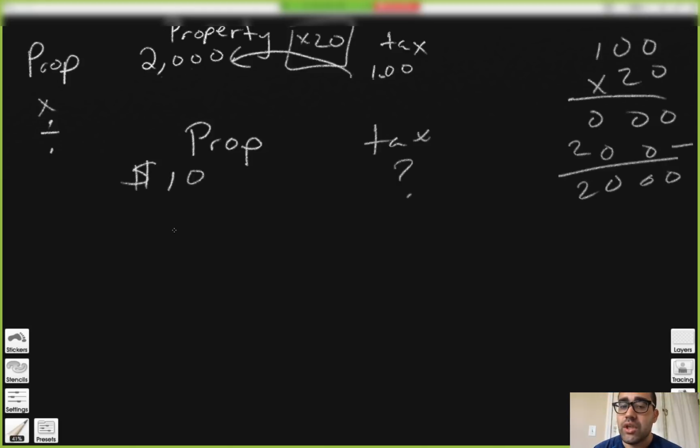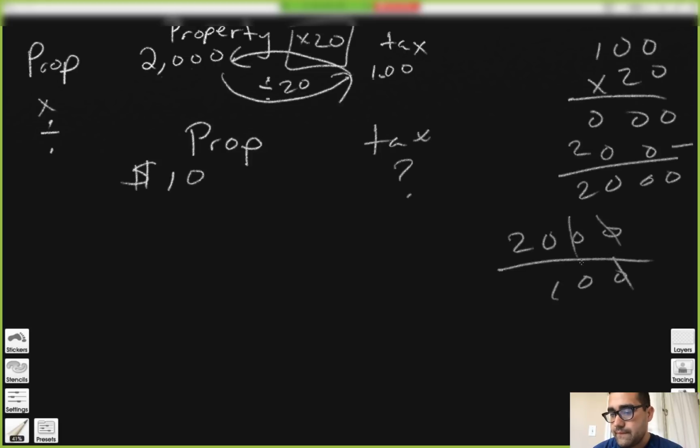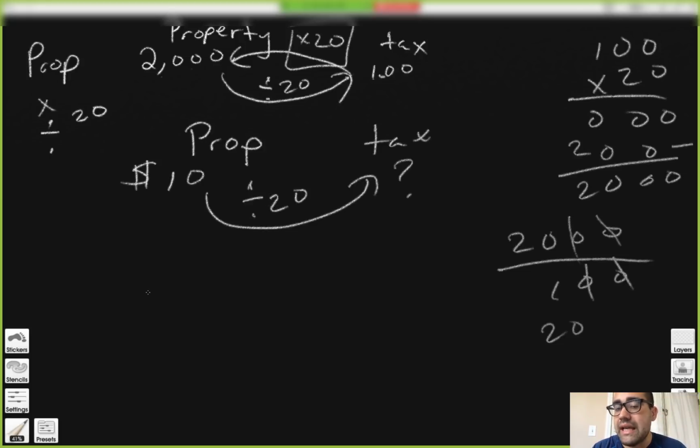So if I want to get to the tax, I divide by 20. The proportion is 20. Porque el tax se divide para 20. To get to the tax, you have to divide. 10 divided by 20, you can write it like that.